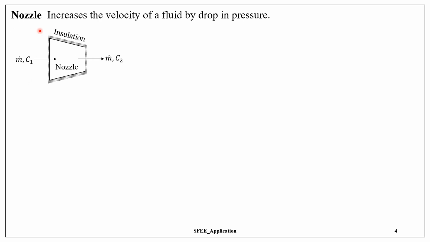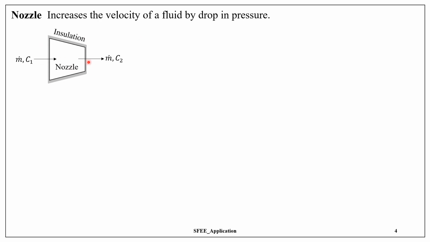The schematic of the nozzle is shown here. Some mass is entering, the same mass is leaving. It enters with the velocity c1 and leaves with the velocity c2. Of course, c2 is greater than c1 because the nozzle increases the velocity. Usually a nozzle is insulated.